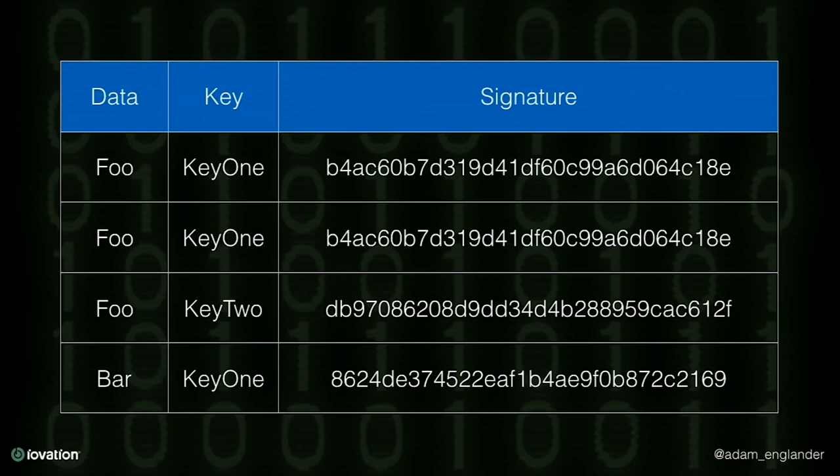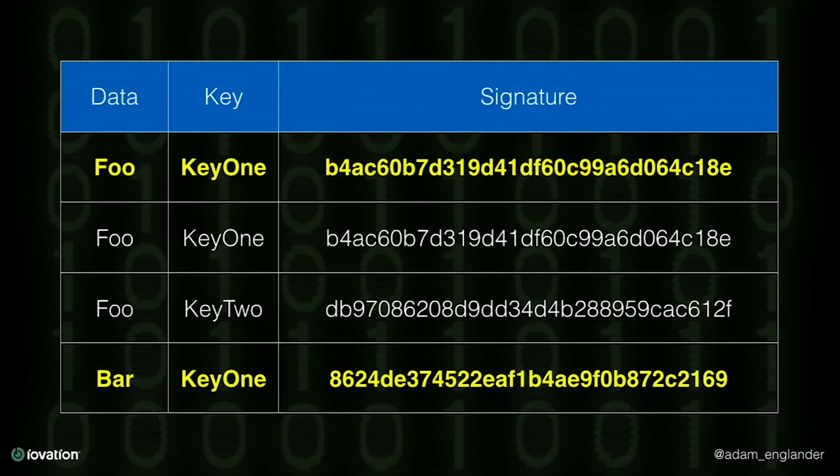And there are some rules that are required for an HMAC, and that is that if you have the same data with the same key, you get the same signature every single time. That's kind of a requirement. If you have the same data with a different key, you get a different signature, because that's to prevent someone from being able to say, here's the data you got from person A, but person B signed it.